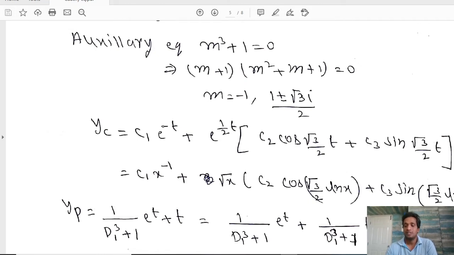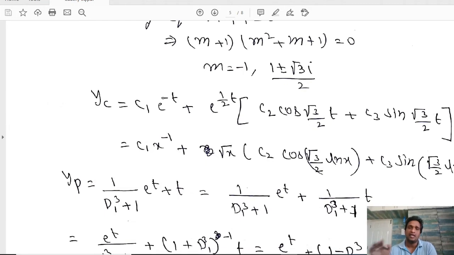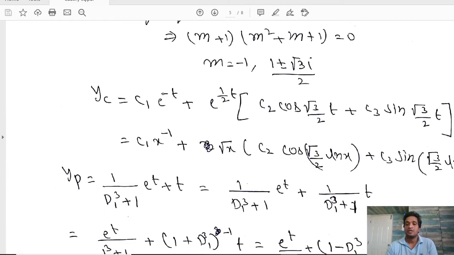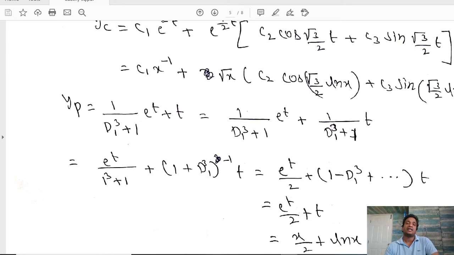Now the important thing is, again we have to change t variable to x, that is c1 x power minus 1 plus this value becomes root x. e power 1 by 2 t, that is x equal to e power t, then x power 1 by 2 will be e power 1 by 2 t, that is x power 1 by 2 means root x, c2 cos root 3 by 2 t means ln of x plus c3 sine root 3 by 2 t means ln of x. Okay, so next we have to find yp value.